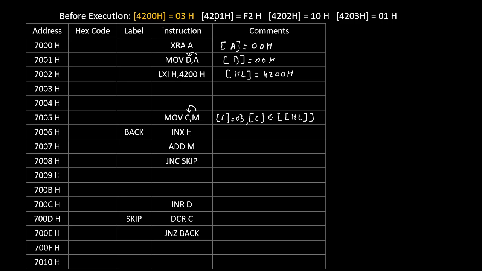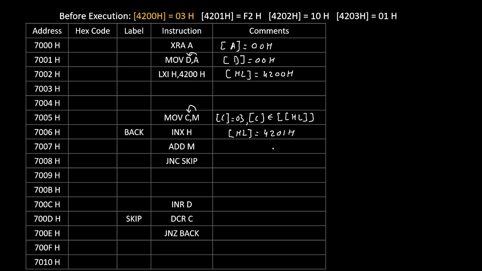Now our next location is 4201. So from 4200, if I want to go to 4201, then I will increment HL pair by 1. Therefore I have written instruction INX H. INX stands for increment, X stands for register pair. So which register pair? HL pair. So before execution HL was 4200. So after execution our HL pair will become 4201H. Now, so we have pointed 4201.